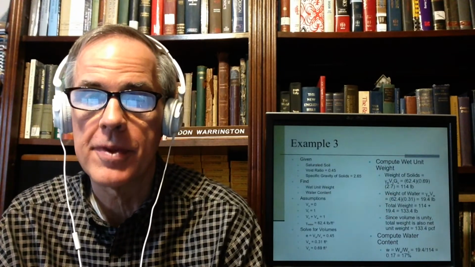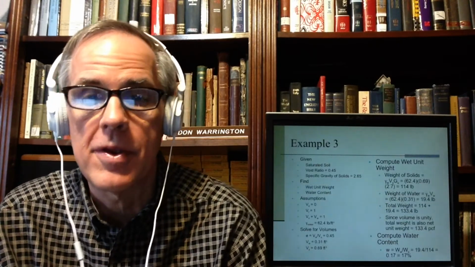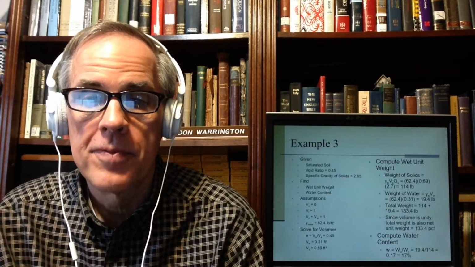We have to make a few assumptions. First, that there's no air volume. That comes from the given. Saturated soil means that there's no air volume. Second, the total volume, whatever units I pick, is going to be unity. The volume of the solids plus the volume of the water is equal to 1, because the volume of the air is equal to 0. And the last one is the unit weight of water is 62.4 pounds per cubic foot.